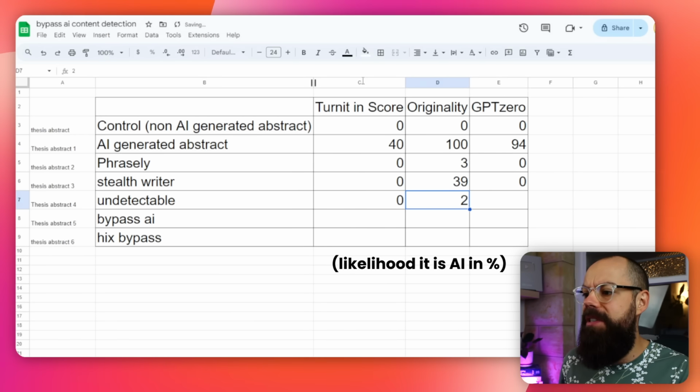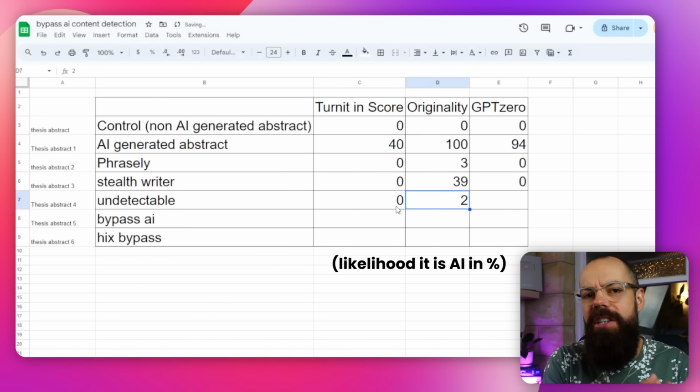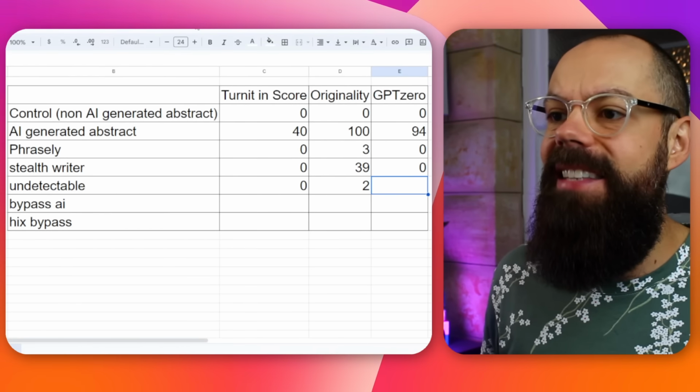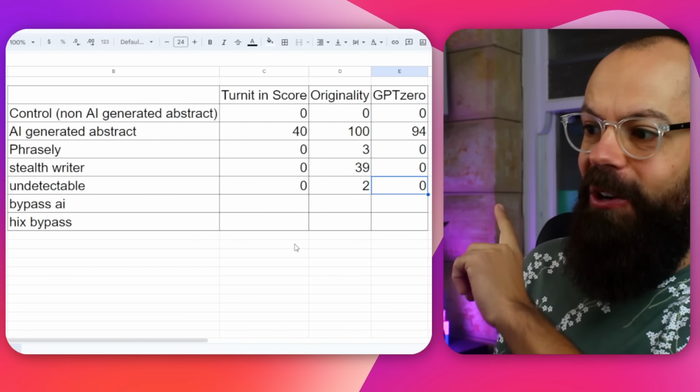Originality, it was able to get 2%. So Originality thought that this was actually human. There was only a 2% chance that this was AI generated, which is actually the best one so far. It beats Phrasly by 1%. So Phrasly and Undetectable are the best at the moment. And then GPT-0 detected it not at all.